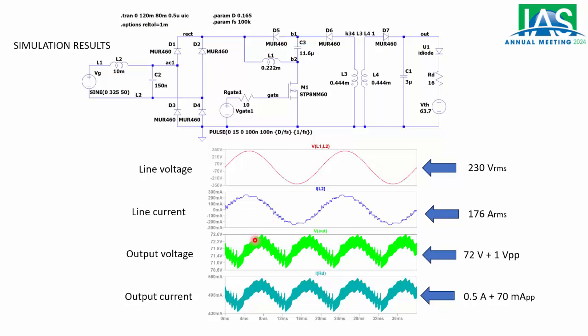In the waveforms, we can see this also in the output voltage. We have the DC output voltage of around 72 volts with some high frequency ripple superposed to it. And then this is the current at the output through the LED lamp. So again, it's like 0.5 amperes and 70 milliamperes peak to peak. So everything is okay. So now we can go to the laboratory and do the implementations to test the experimental operation of these LED drivers.